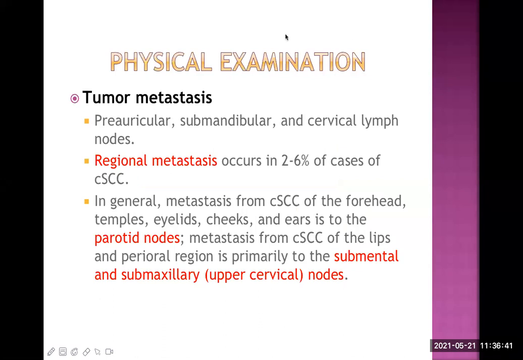Another part of physical examination is the finding of tumor metastasis, where this tumor or cancer can go as a metastasis. Remember, 70% of the time, the most common site is the head and neck area. From there, it can go to the preauricular lymph node, submandibular lymph node, or upper deep cervical group of lymph nodes. So we need to palpate them all the time.